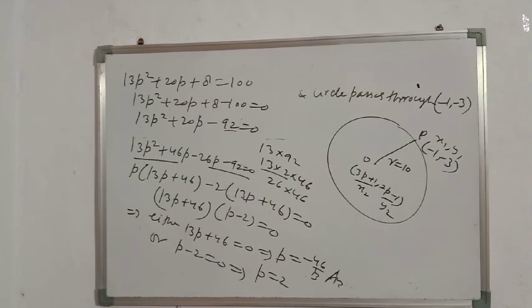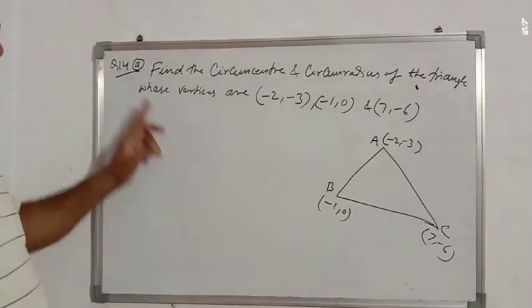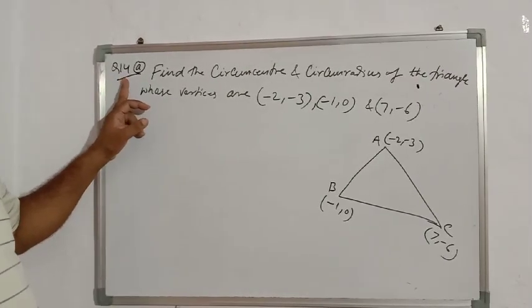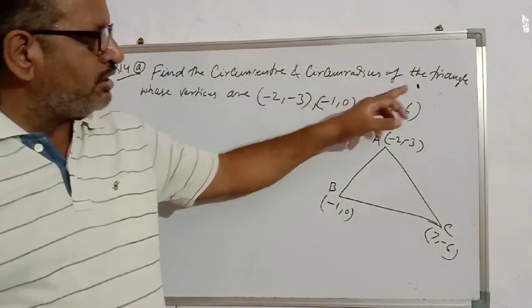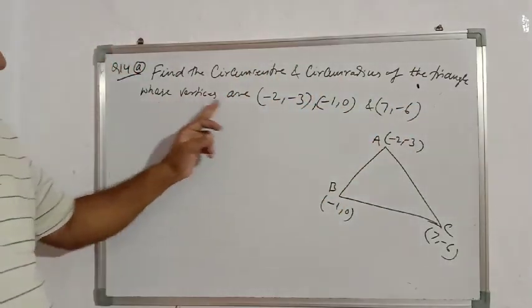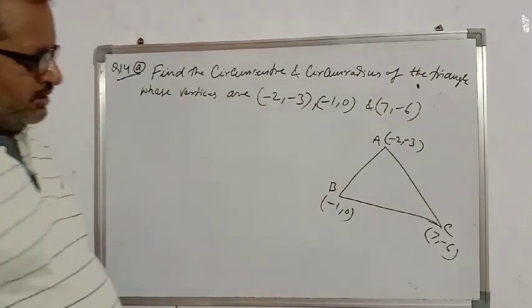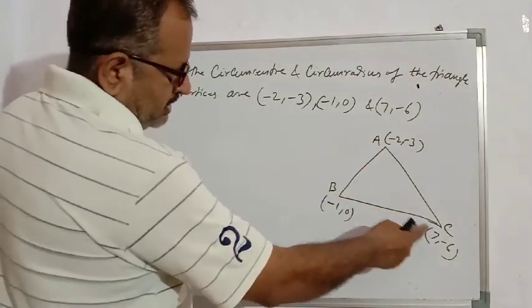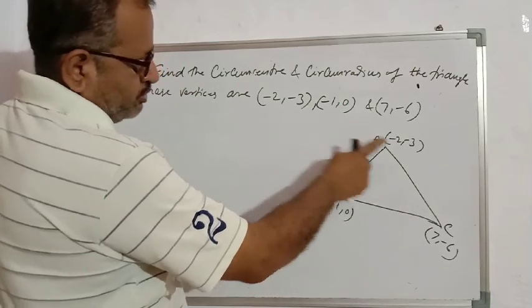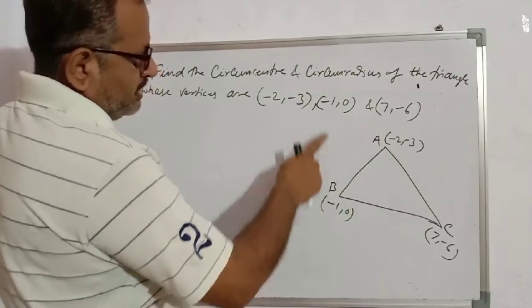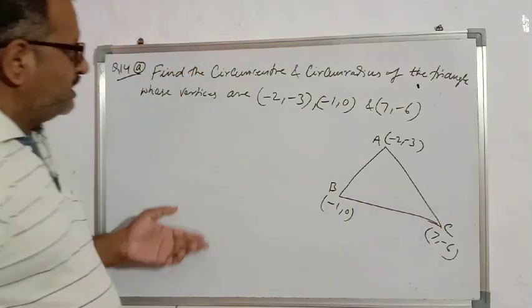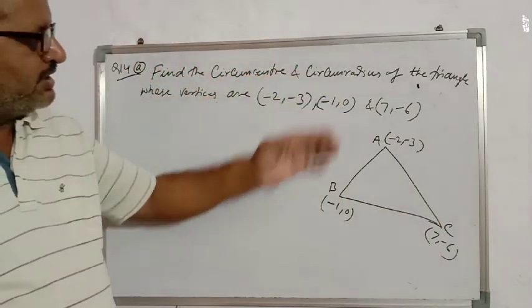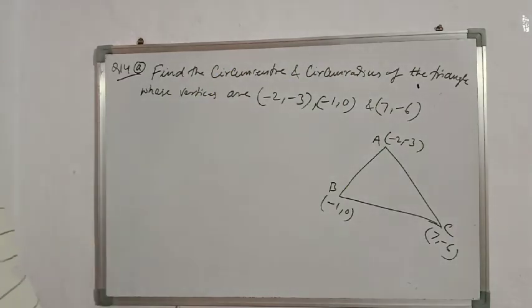Now we will see question number 14. See question number 14, first part, A part. Find the circumcenter and circumradius of the triangle whose vertices are these. So there is a triangle ABC. Vertex A is minus 2, minus 3. Vertex B we can take minus 1, 0. And vertex C 7, minus 6. We have to find the circumcenter and circumradius of the triangle.